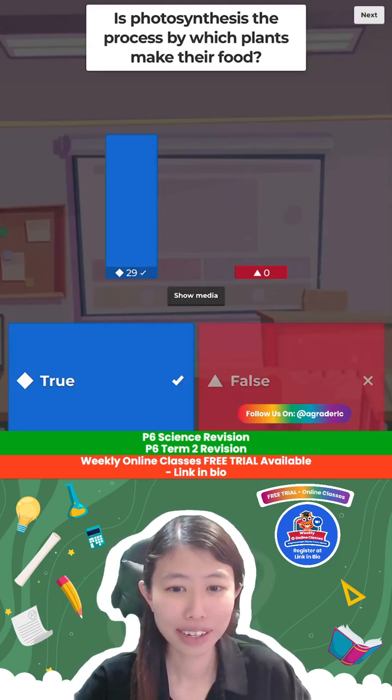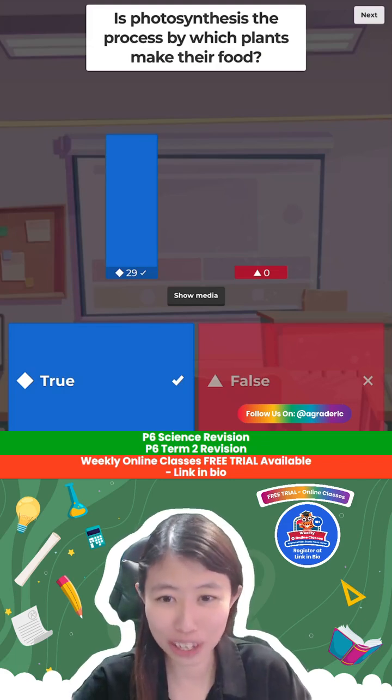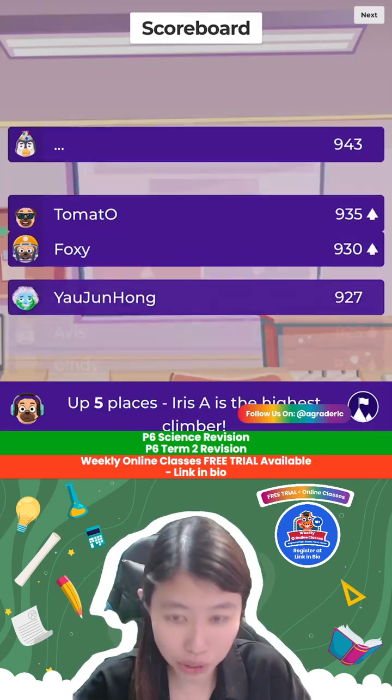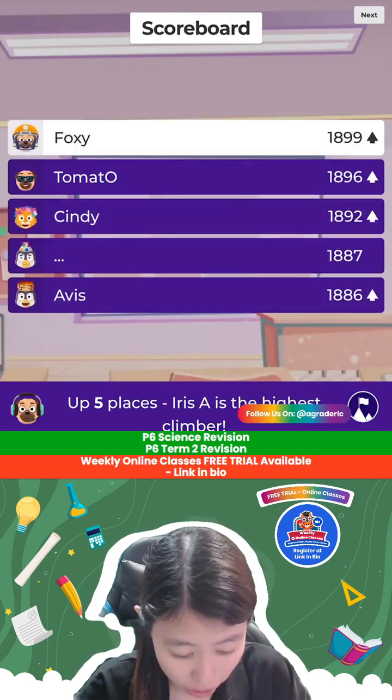Wow, all correct. This one, see fastest fingers already. Very good. The correct answer is true. Okay, photosynthesis is the process where plants make food. Wow, Foxy, your fingers so fast.